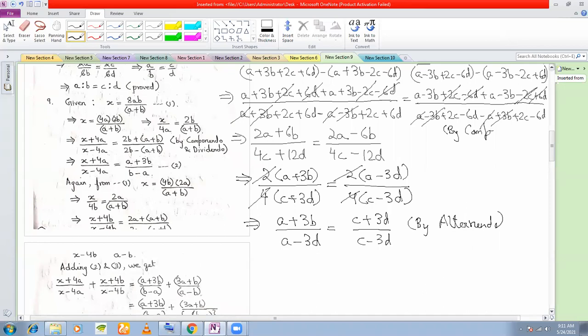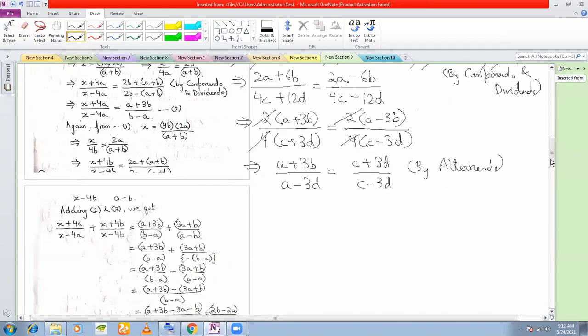Yes, sir. In the second last step, on the right hand side, it will be 2a minus 3b. Which one? This step. Yes, sir, that's what I have written here, twice a minus 3b. Okay. So this should be a b, and this should also be a b.